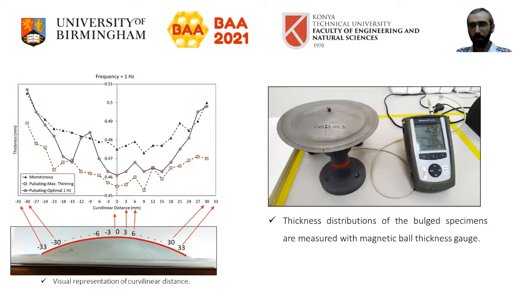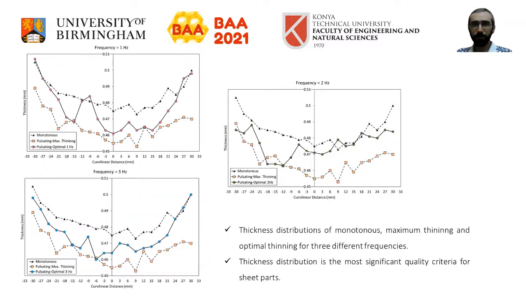So we used the magnetic ball thickness gauge to measure the thickness distribution over the specimen. You can see here the visual representation of curvilinear distance. So these are the results for 1 Hz, 2 Hz, and 3 Hz. As we can see, the thickness distribution is between monotonous and maximum thinning pulsating hydroforming, which is desired. So thickness distribution is the most significant quality criteria for sheet parts.